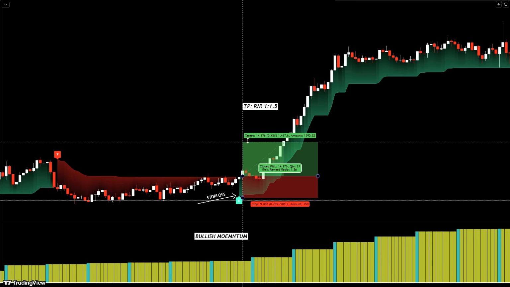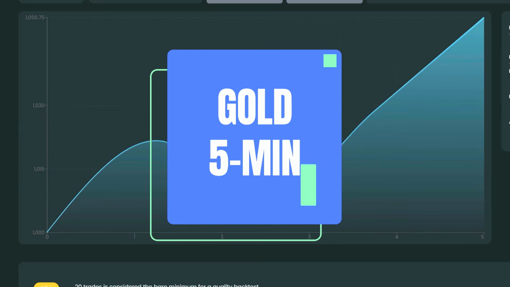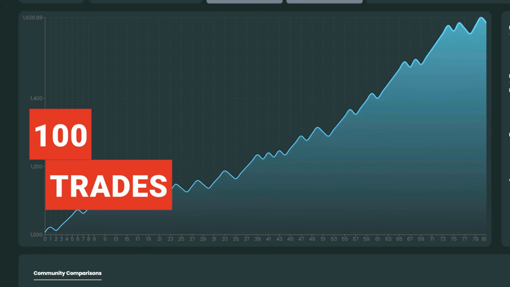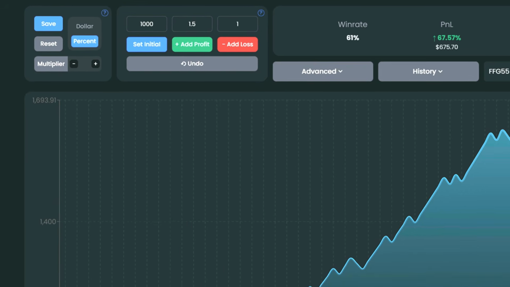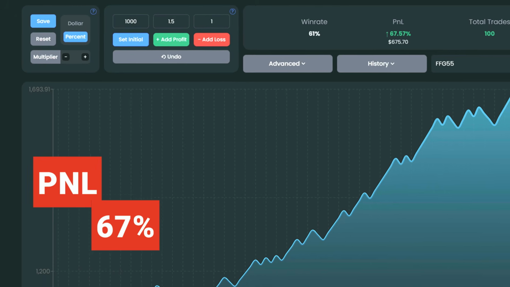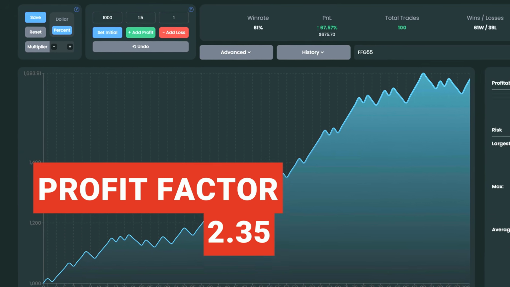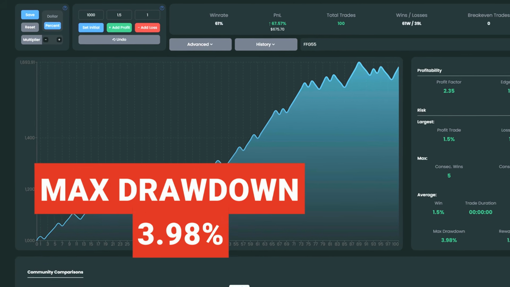Now, does the simple approach actually hold up? I did some backtesting on the gold 5 minute chart using these exact rules for 100 trades. The results were solid. We had a win rate of 61% and the total net profit, which is P&L, was 67%. The profit factor was 2.35. Anything over 1 is good, over 2 is great, and the max drawdown was only 3.98.